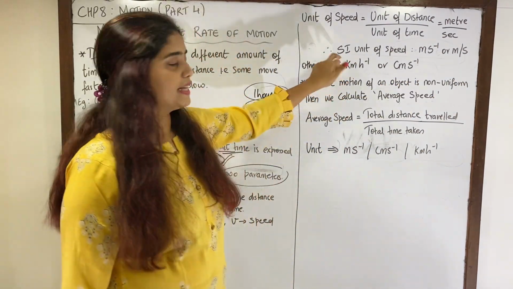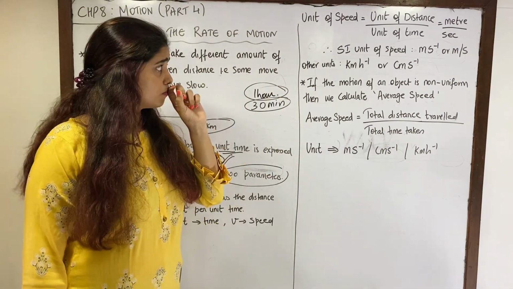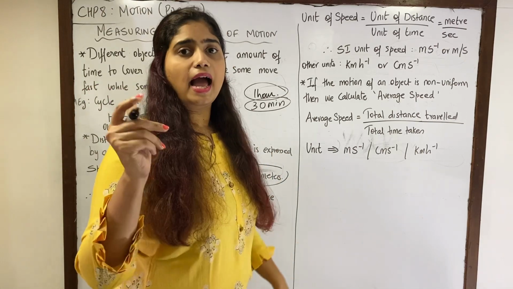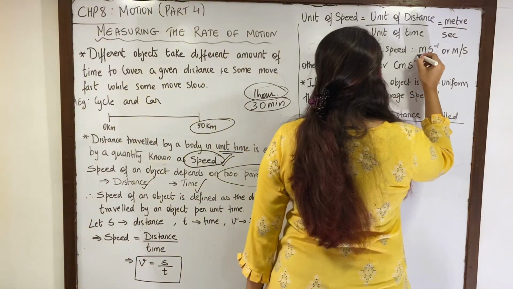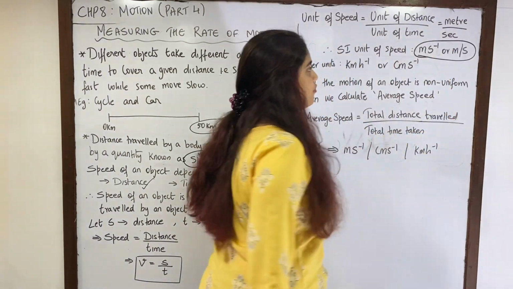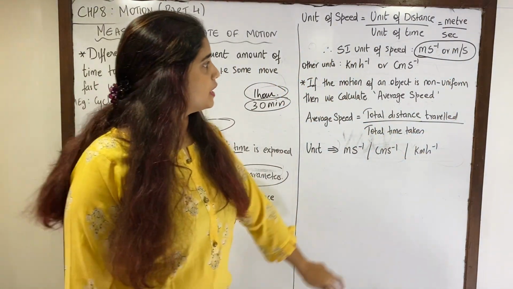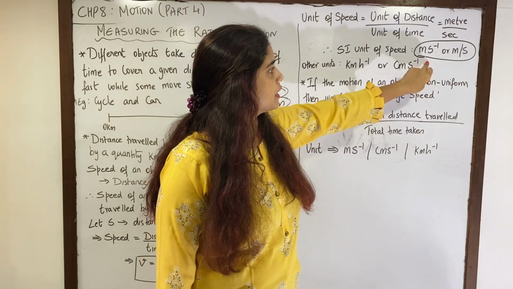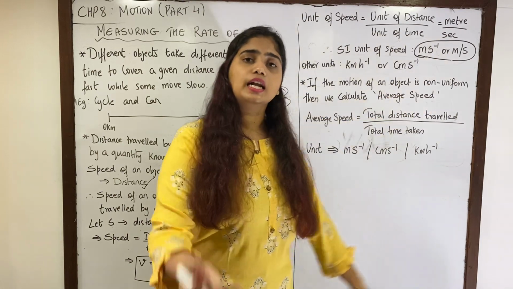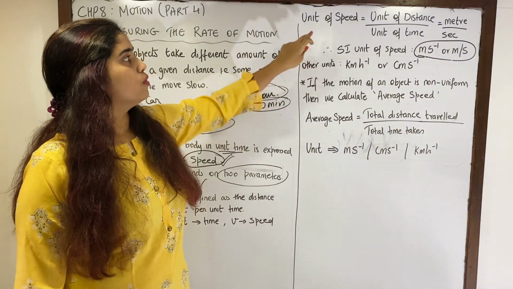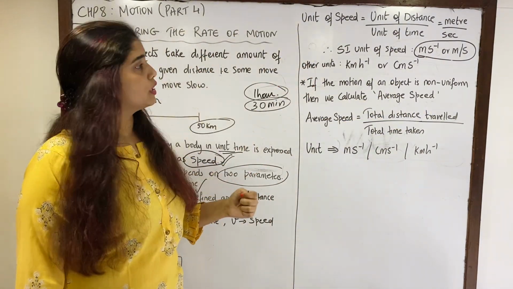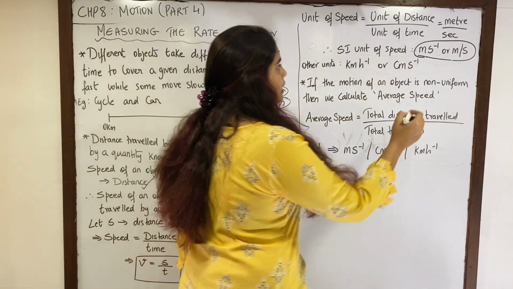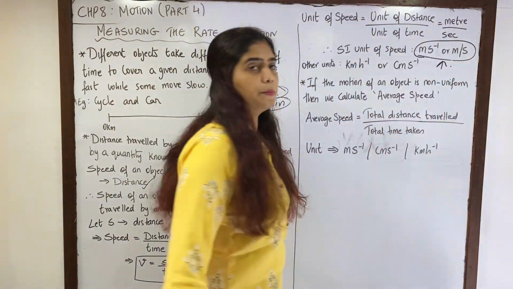Now what is SI unit? SI unit is the International Standard of Units. So the International Standard of Units has given this to be the SI unit of speed. So if ever you are writing the SI unit of speed, it is always going to be expressed as meter per second. You can write meter per second in this form or in this form. Now there are other units also with which you can give a speed a unit, and that is kilometers per hour or centimeter per second. But scientifically, the SI unit of speed is meter per second.